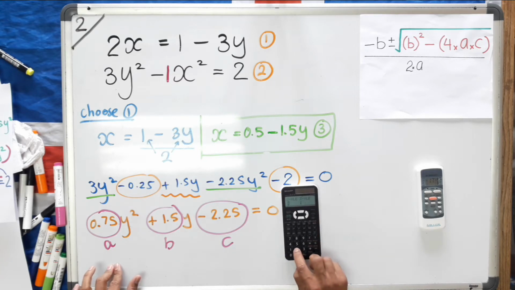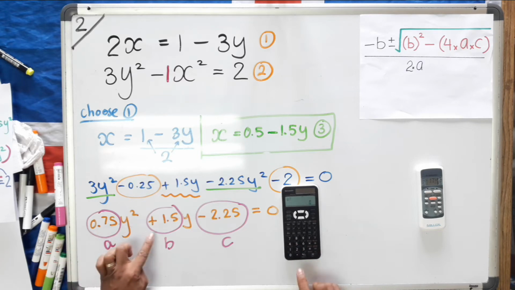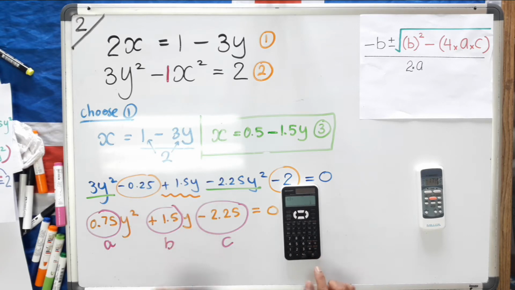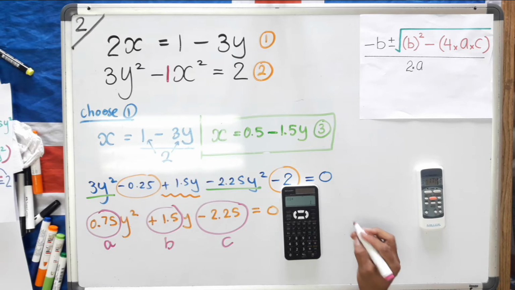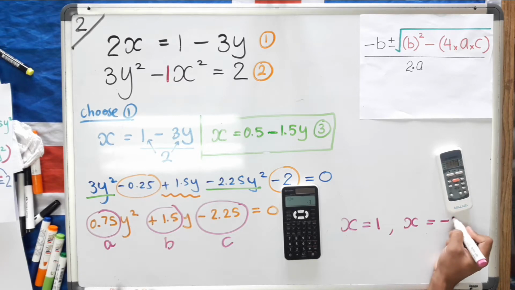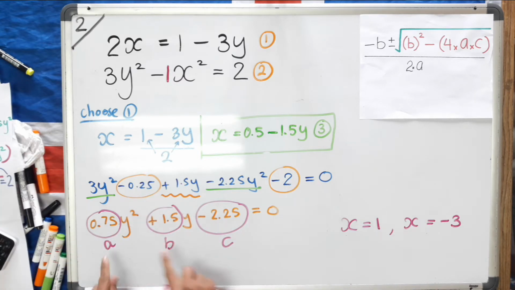Press mode 2 2. A is 0.75, press equal. B is 1.5, press equal. C is minus 2.25, press equal. My first answer for x is 1. My second answer for x is minus 3. So in this question, I got 2 answers for x. Sorry, this is y. I was solving for y because my quadratic has y.